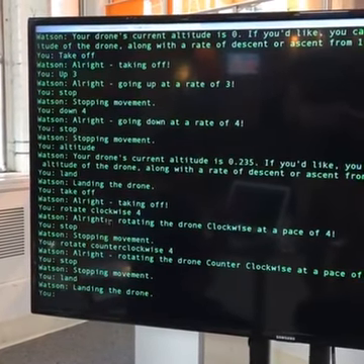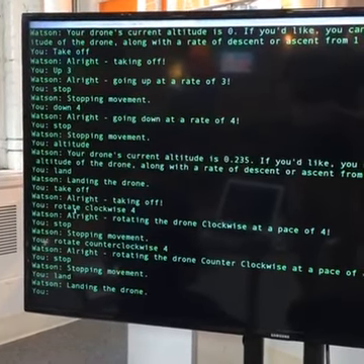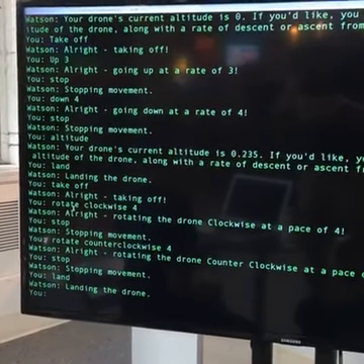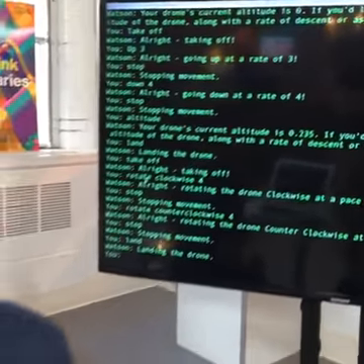Now, when I said rotate clockwise 4, it said, all right, rotating the drone clockwise at a pace of 4. One more thing I'd like to say is that the speed, in this case, is 4. However, it can be from 1 to 10, really any number between 1 and 10. And this is where Watson's powers come in.